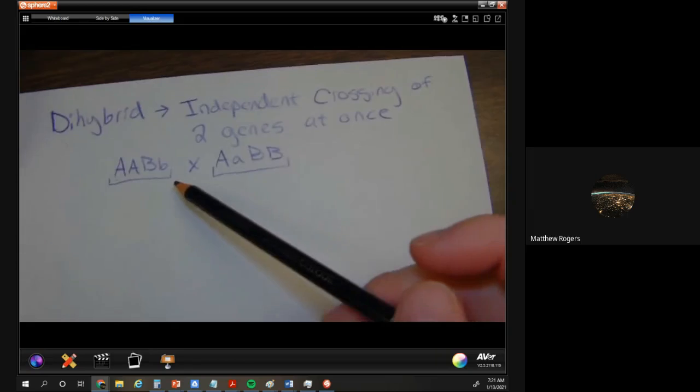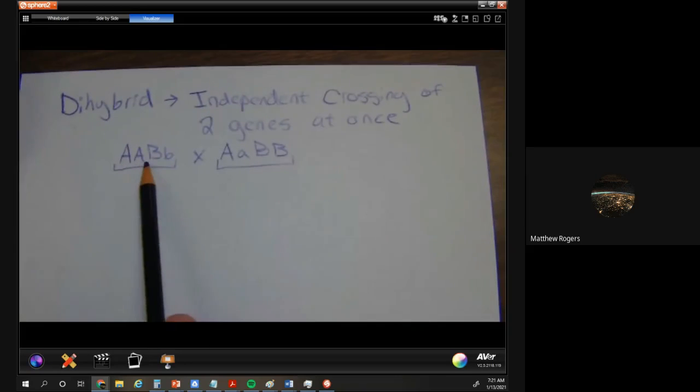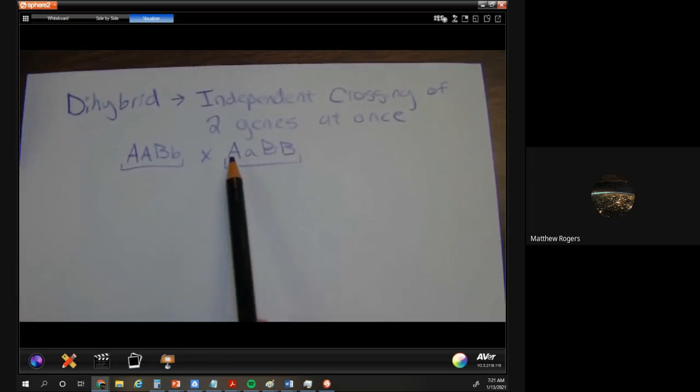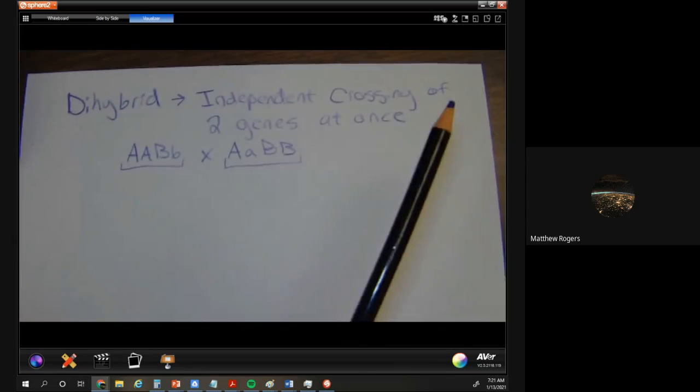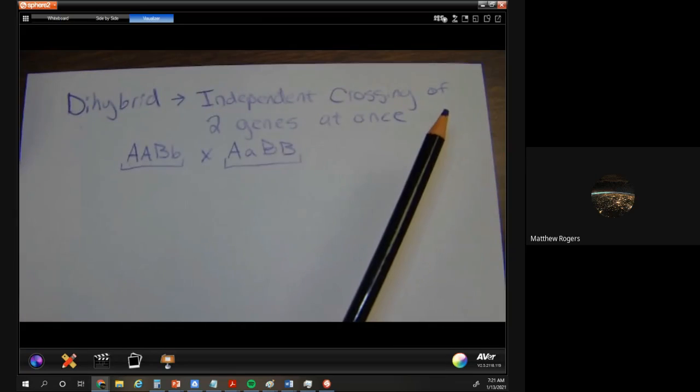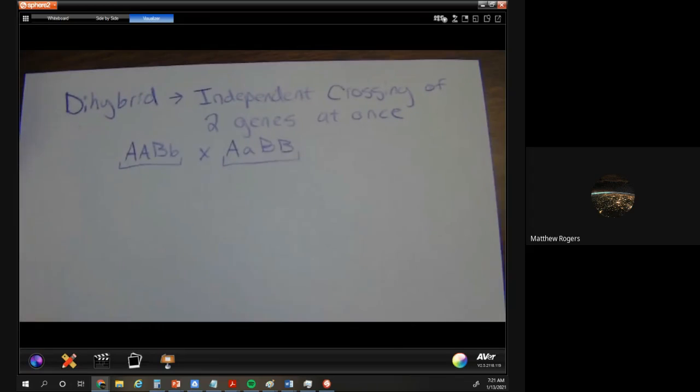Okay. So, for example, we might have a big A, big B, little b crossing with a big A, big B, big B. And so we're going to end up with more boxes. Dihybrids make 16 boxes instead of 4. Trihybrids make 64. Quadrihybrids make 128. That type of thing. So we're gonna practice this.